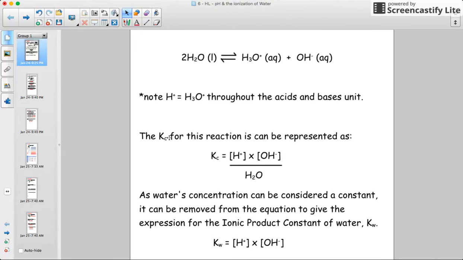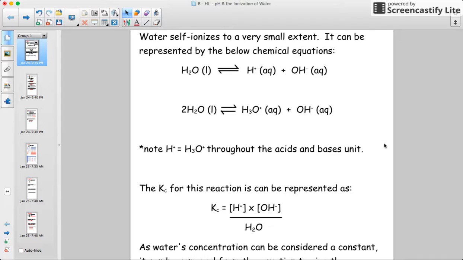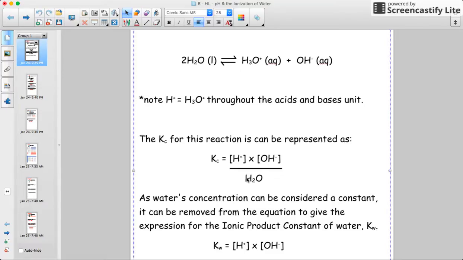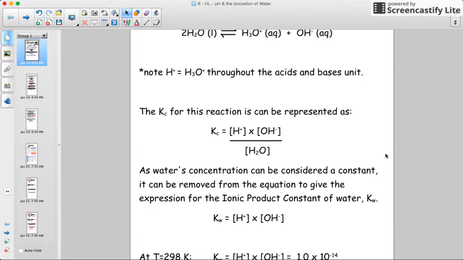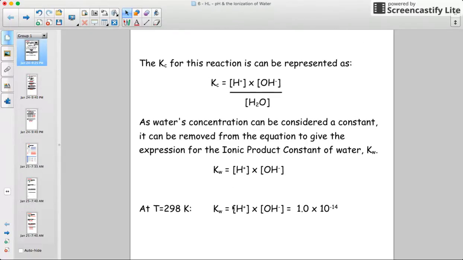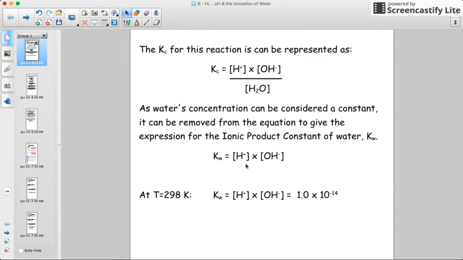So if we looked at an equilibrium constant expression for this self-ionization process, we'd set it up like this: Kc equals [H+] times [OH-], and then on the bottom would be water. But since the concentration of water is essentially constant, since there's so much more water than these other things, we can pretty much take it out of the equation, and we're left with what's called the Kw, or the ionic product constant of water. It's equal to the concentration of hydrogen ions times the concentration of hydroxide ions.